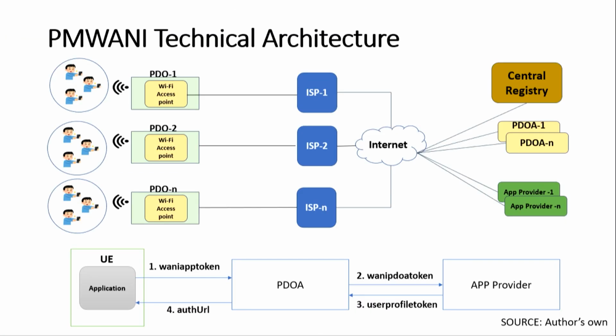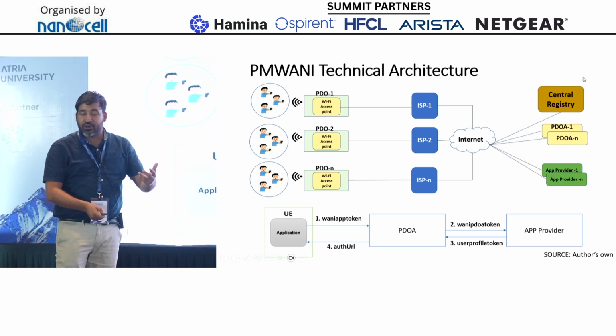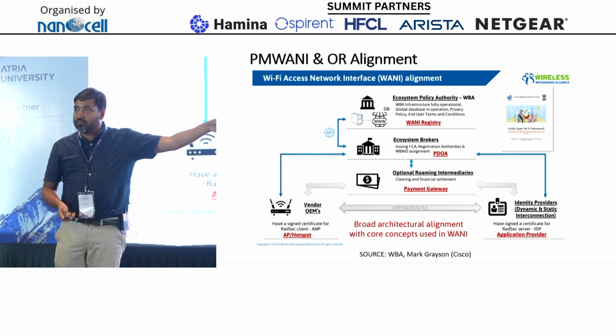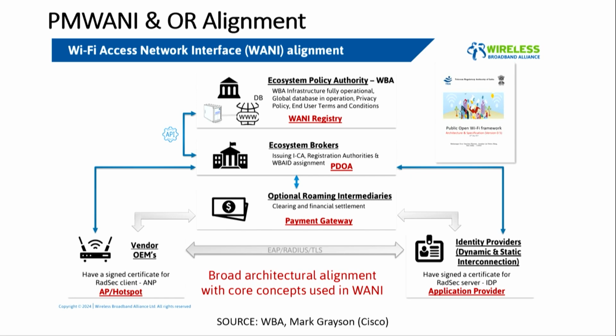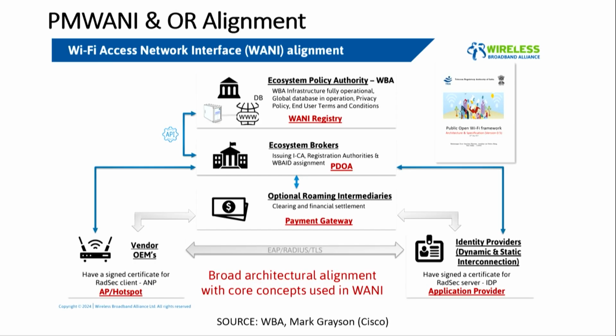This is the technical framework. If we compare with OpenRoaming, you have multiple identity providers, which are called application providers. You have multiple access network providers called PDOAs, and you have a centralized authority called the central registry. This particular framework was thought of in 2017, and OpenRoaming really started somewhere in 2020. We thought really well in 2017 itself about how a federated ecosystem of public Wi-Fi can coexist, taking reference from UPI and other achievements India has made. And there is a clear alignment between PM WANI and OpenRoaming.